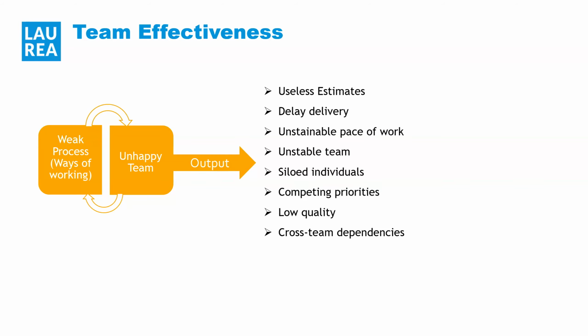But on the other end of the scale, if we have weak ways of working, we will not be able to estimate our work. It will be difficult to predict the delivery date. We'll have delays. There will be an unsustainable pace of work, and of course an unstable team. People will be leaving and coming all the time. There will be silos, with individuals working in their cubicles with no communication. There will be competing priorities, so you don't know which ones you should deliver at any point. And of course, the quality and output of whatever the team is delivering will be low, and so on.